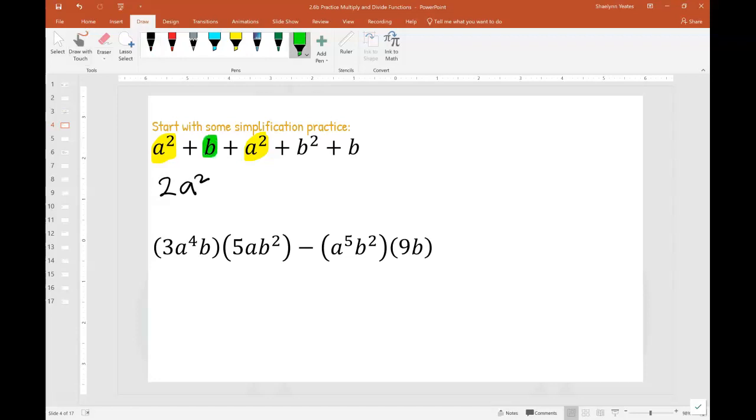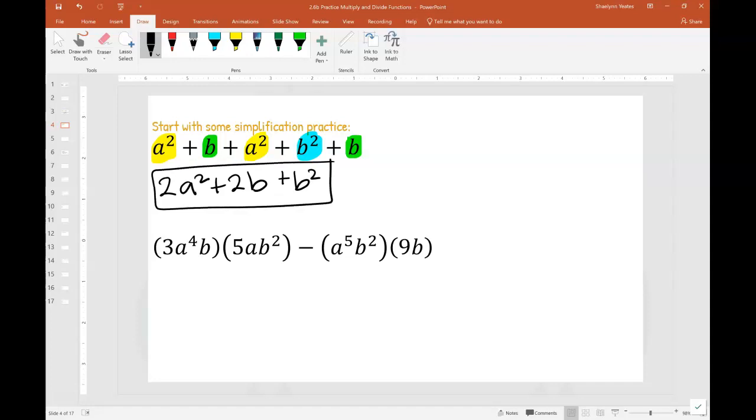Okay, we have a b. Is there any other just plain b's? There's a single one. So you have b plus b, so that's a total of 2 b's. And then this last one is all by itself, b squared. There's nothing for that to combine with, so we're just going to put plus b squared. So that's all simplified. We can only combine like terms. And remember, each of these has a 1 in front of it. It's not written. It's there, I promise.